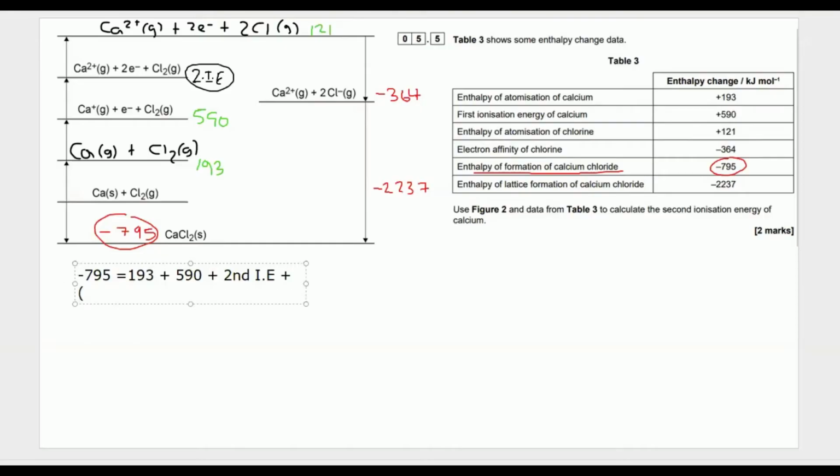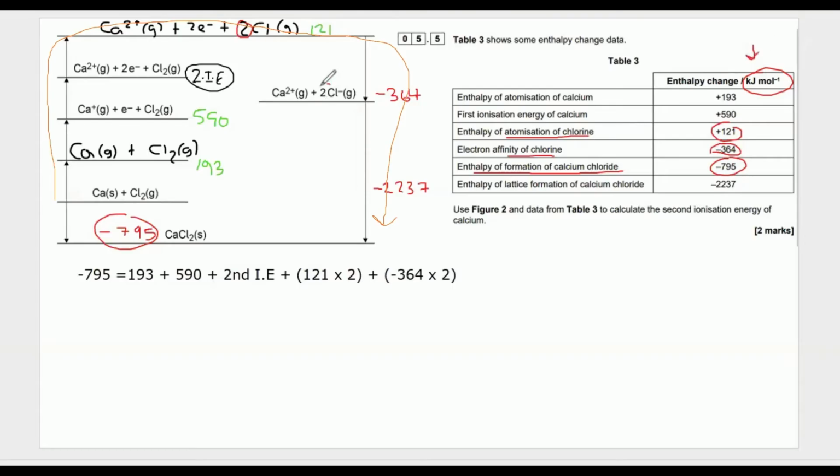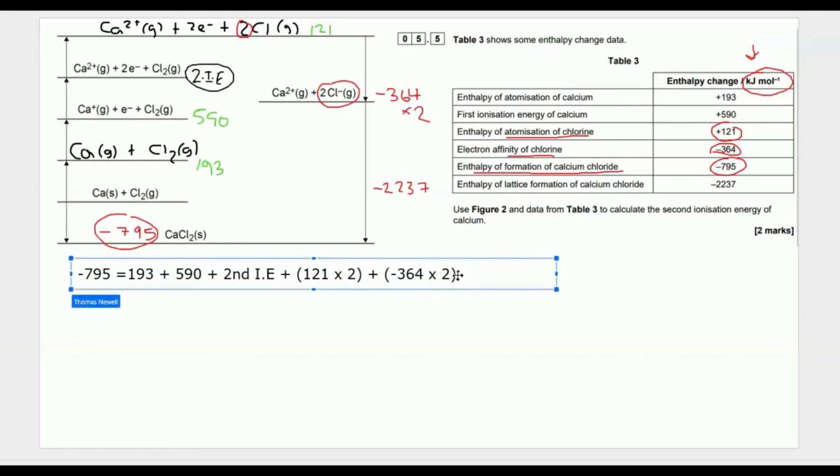Now, what you need to appreciate is that we can set this out as minus 795, the arrow going down, is equal to everything else in the opposite route. So the enthalpy of formation of calcium chloride is equal to, if you follow up with your finger and go all the way round the other side, all of that. I've drawn an orange arrow here, and this shows that that minus 795 is equal to everything along that orange arrow. So we just have to write it all out.